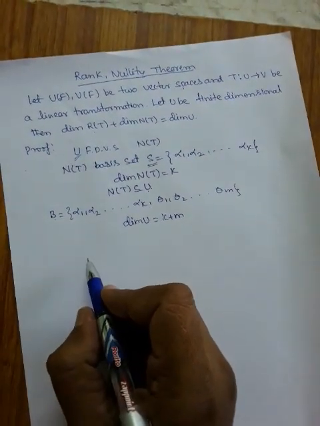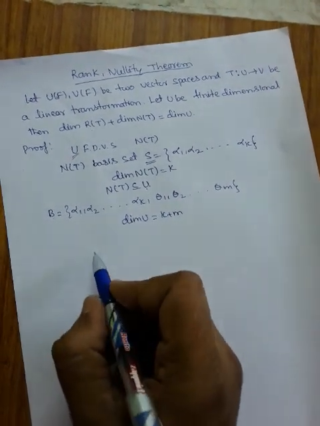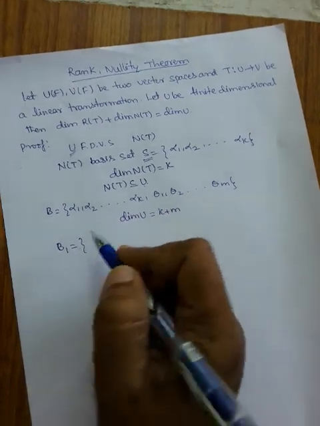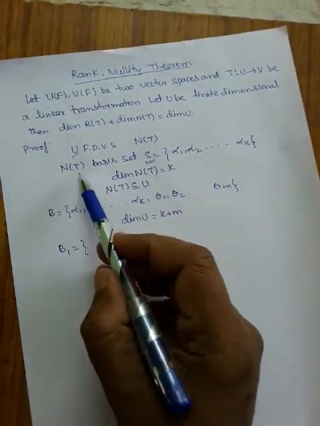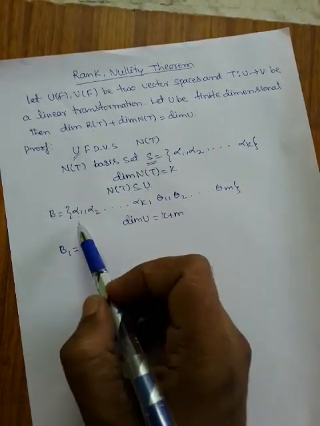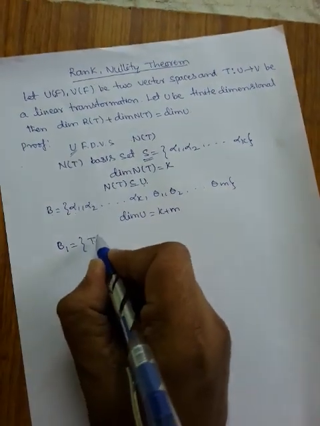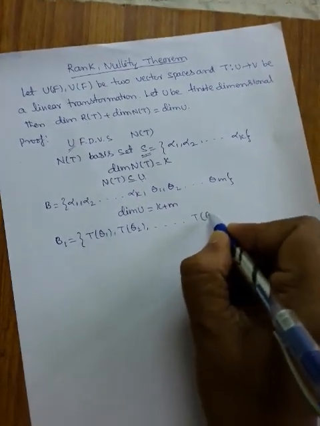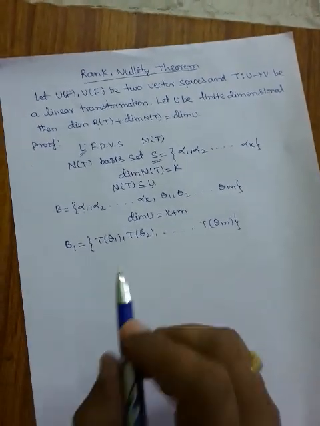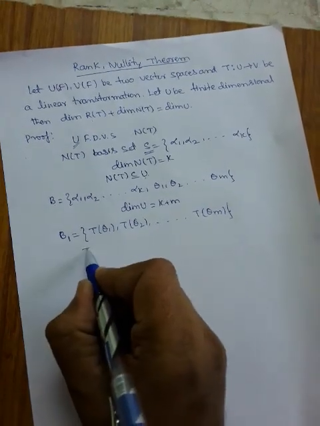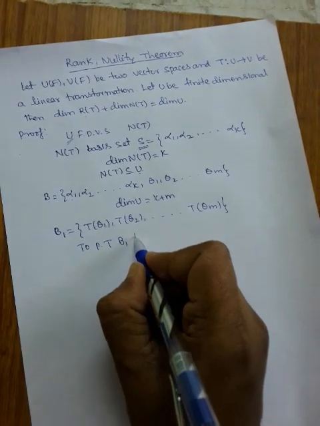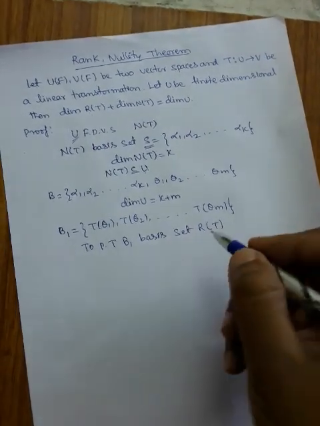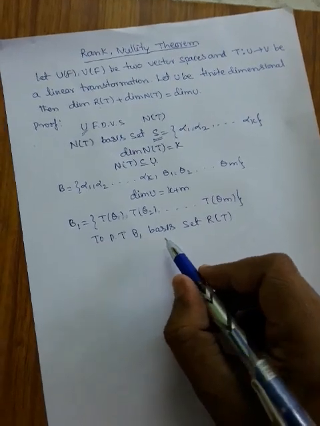After that I am taking one more set, the images of these values. We know that all the alphas belong to the base set of N(T), so I am taking only the thetas: T(theta 1), T(theta 2), up to T(theta m). It is just one set, which we call B1. We want to prove that B1 is a base set of R(T).